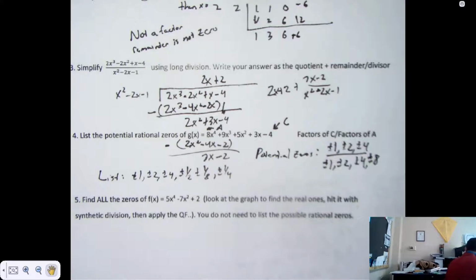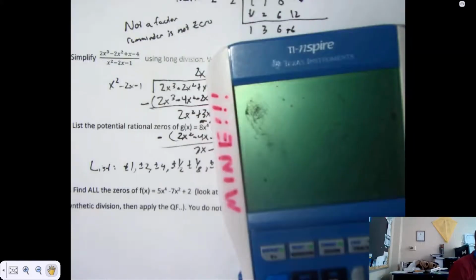Now what you've been doing for the last 2 days. Find all the zeros of 5x to the fourth minus 7x squared plus 2. It says every one of them. How many of them are they going to be? 4 of them. Just look at the graph to find the real ones. You don't need to give me the potential zeros.